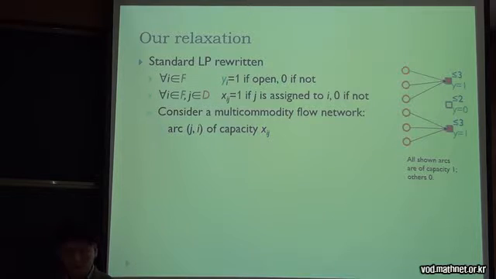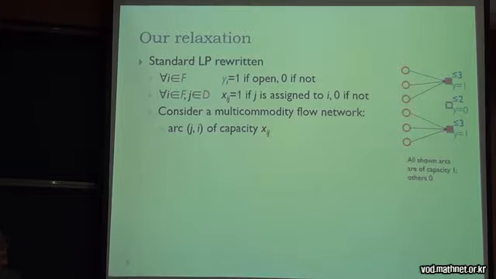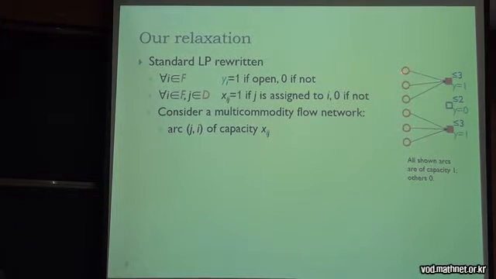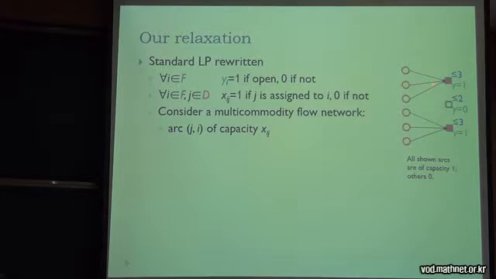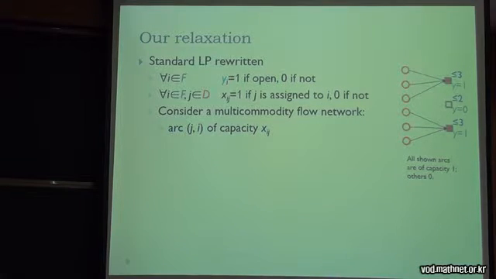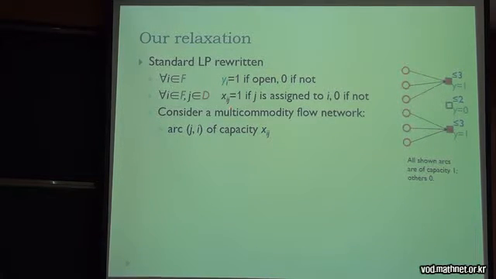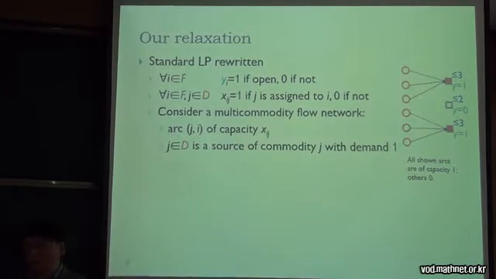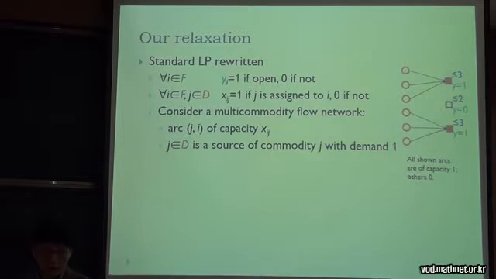Now we are going to consider a multi-commodity flow network where the set of vertices are given as the set of clients and the set of facilities. This is a multi-commodity flow network where we define an arc from a client to a facility whose capacity is exactly equal to the decision variable that we have just defined. And then we declare that every client becomes a source of its own commodity with demand 1.